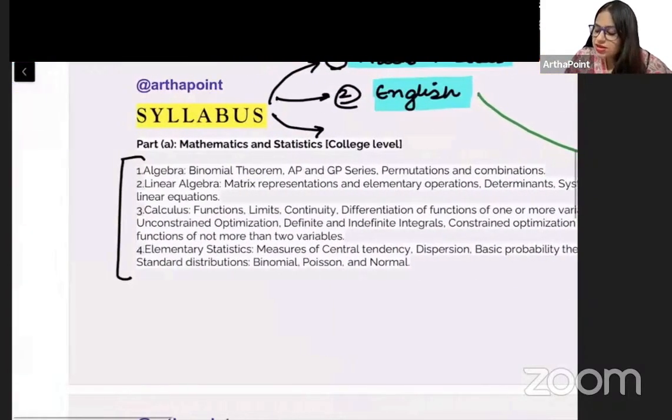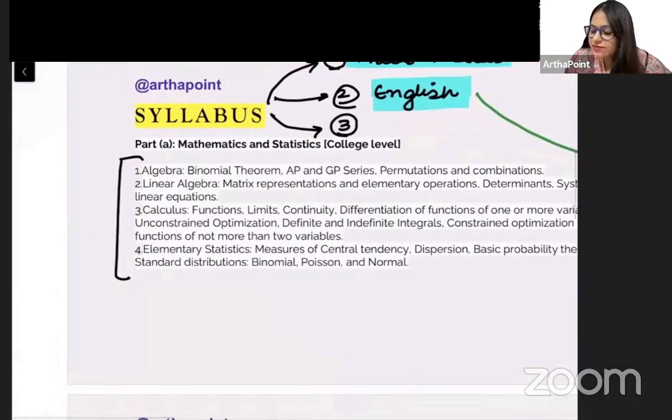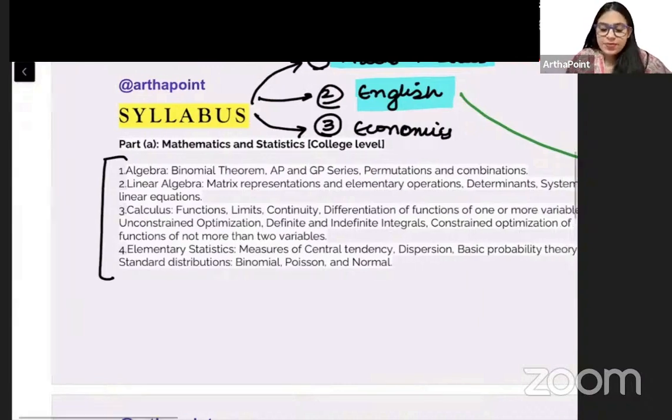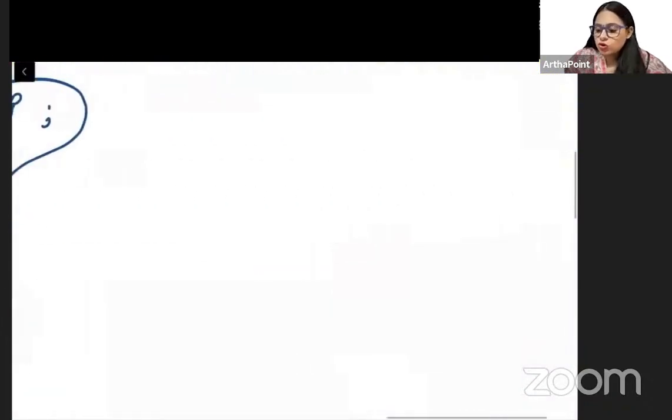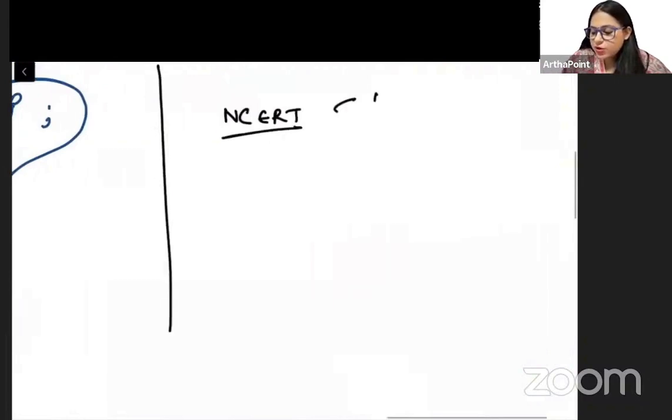Then the third thing that will be coming in your exam is the economics part. Now in economics, especially for students who are from Delhi University, whatever you have done in your first year of DU, that much economics is enough. For students who are not from Delhi University, I suggest you go through NCERT, for micro and macro NCERTs.